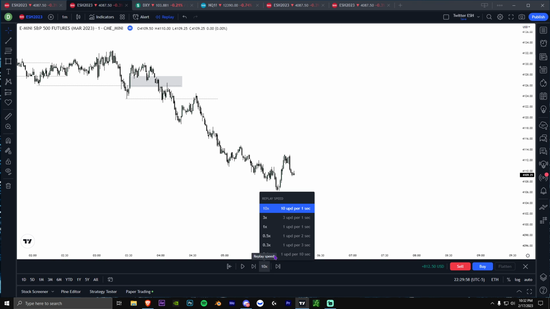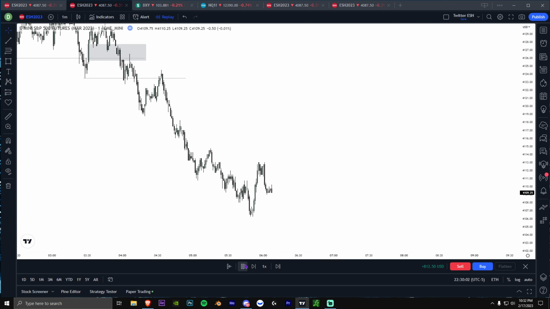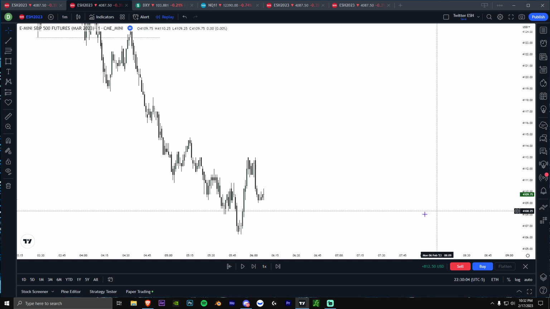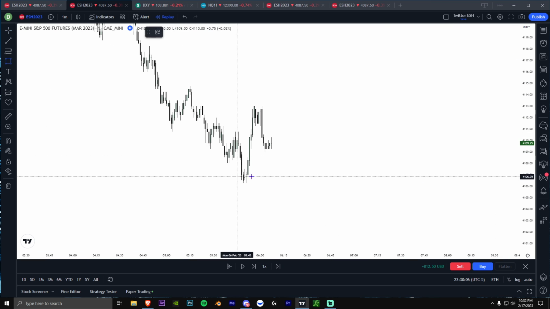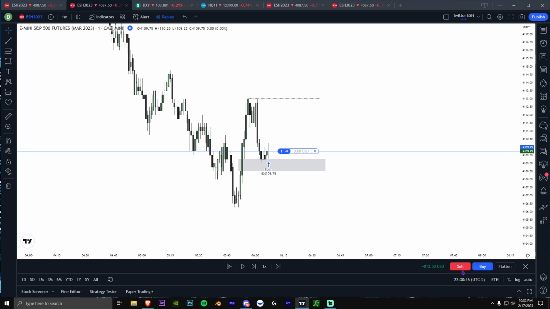Okay, so now we're getting closer to the 6, so I'm going to slow this down. Let's see what happens. Right here, would I long this? I probably would. We've got equal highs above. This would probably be a decent long. I'd probably try that. Let's see what happens. My stop loss would probably be right here.